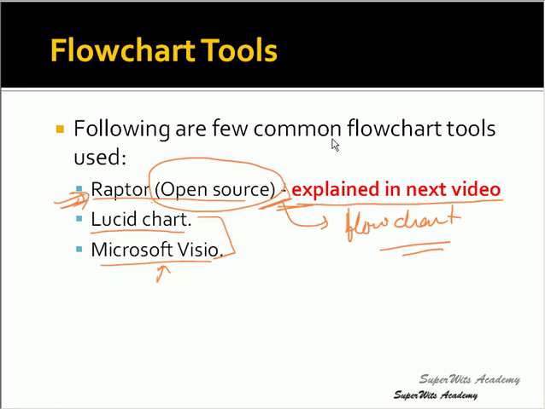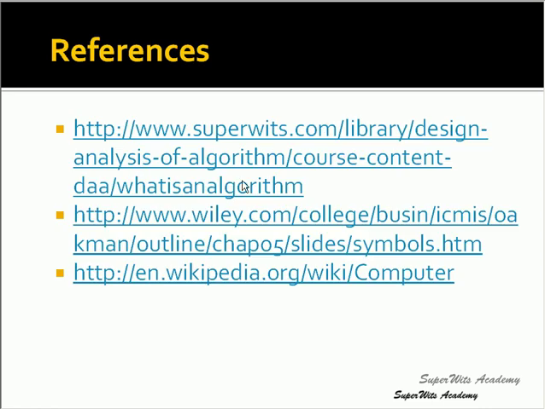And this is what we had. Now, I took the material from these references. One is from the same website of our Superwits Academy. It was another course, design and analysis of algorithms, and you can check the detailed part of this particular lecture. Then I took some part of my PPT from Wiley, and I used symbols from there. And then from Wiki, I picked up the basics of computers, right? So you can go to these reference websites and check the basic text which I've used in my PPT, right?